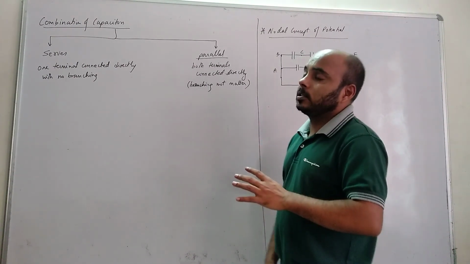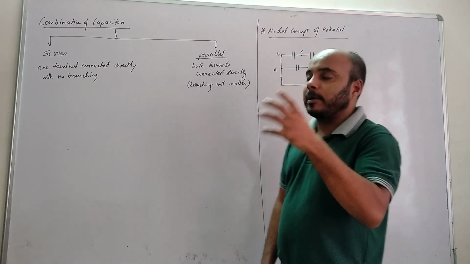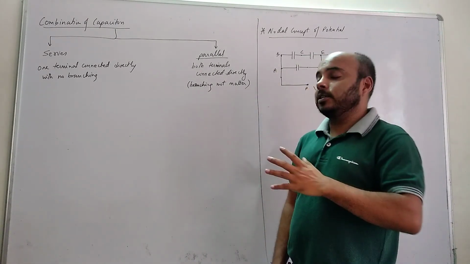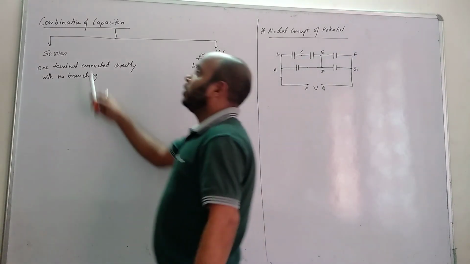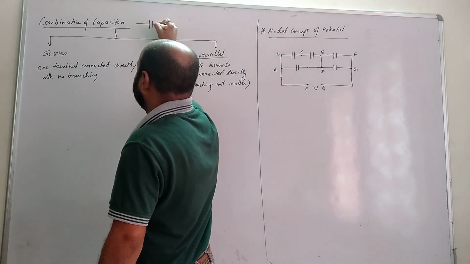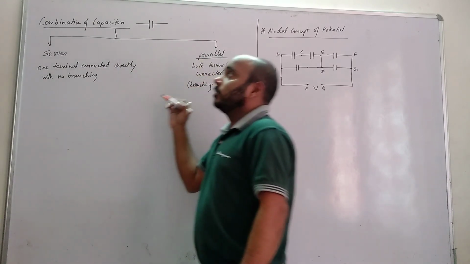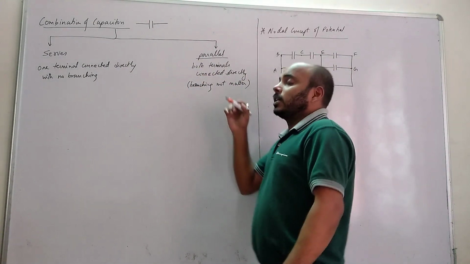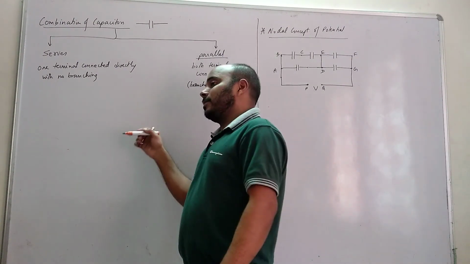Now today we will study what things may happen when a capacitor is connected in a circuit. That is called combination of capacitors. We know the symbol of a capacitor, like this, two lines of the same size. This is a capacitor.